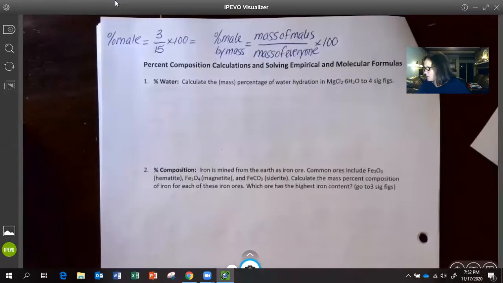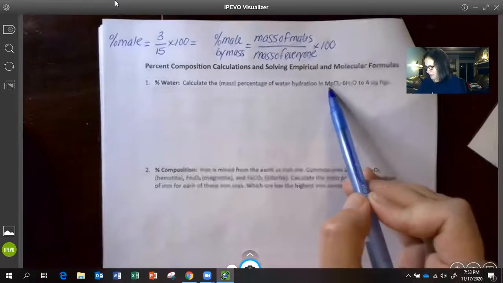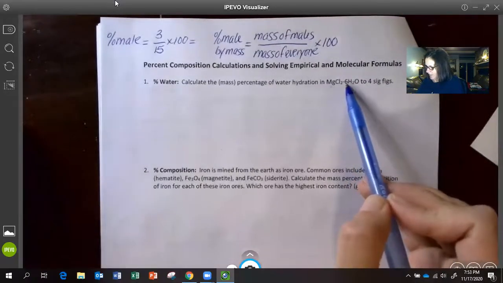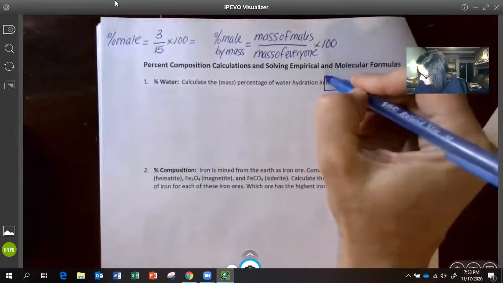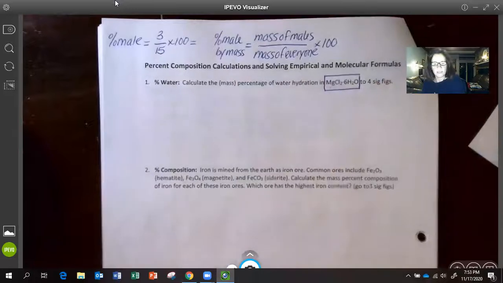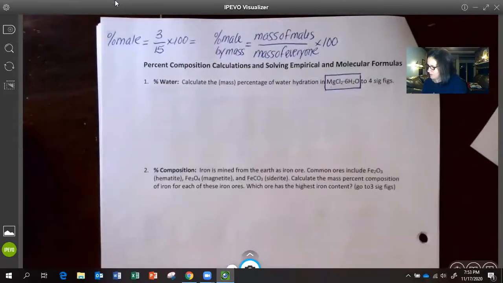So this applies in chemistry as well, because we can talk about any compound and calculate the amount of that compound that is made up of a particular element. And so we're going to do a problem here to demonstrate it. Okay, so in number 1, we want to know of the formula, magnesium chloride, we call this hexahydrate. It's a very weird looking formula, but this is the formula we're going to work with. I want to know the percent of water in that compound.